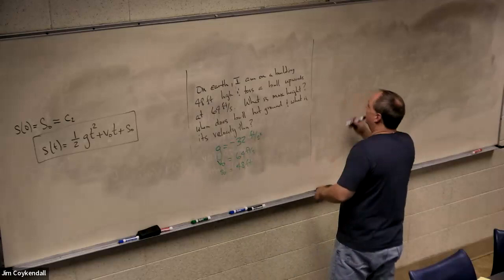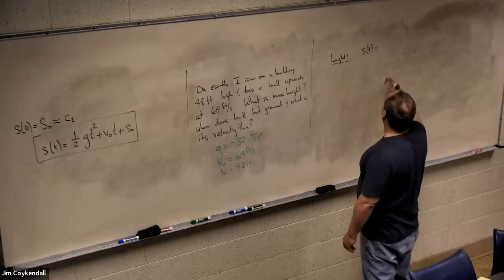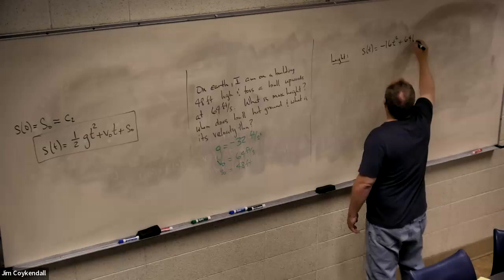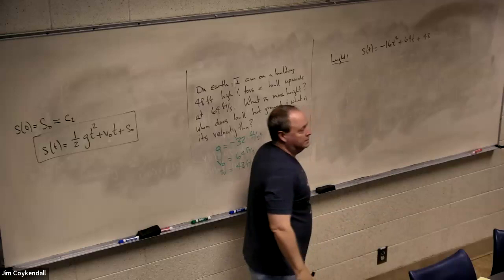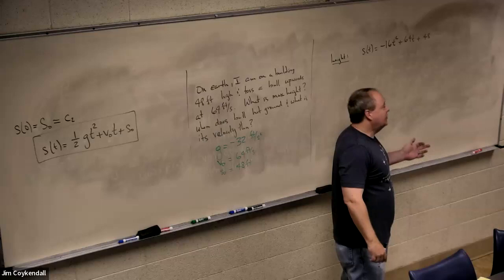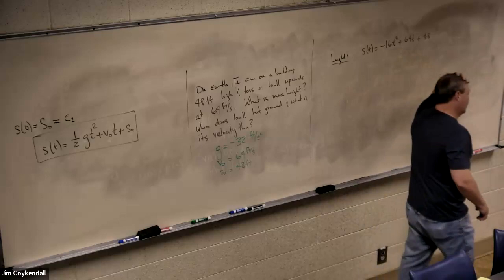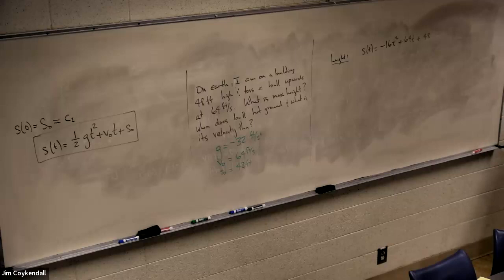So my height above the ground is given by S of T equals minus 16 T squared plus 64 T plus 48. If you look earlier in your calculus book, you'll see a problem like this. You'll see the number -16 or -4.9, in either the English or the metric system units. They're doing this on Earth.